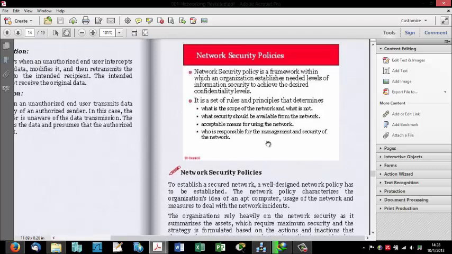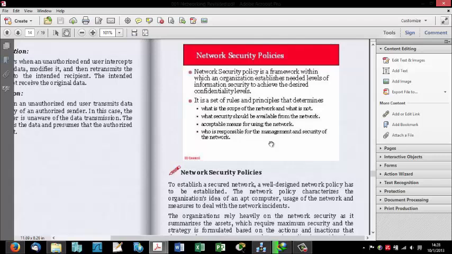These are the prime principles and objectives to build an IT security or network security policy. You should know what the network is, what is in, what is out. You should know what is available from the network. What kind of security should be available inside the network? The third one, acceptable means of using it. Who should use it and why does he want to use it?